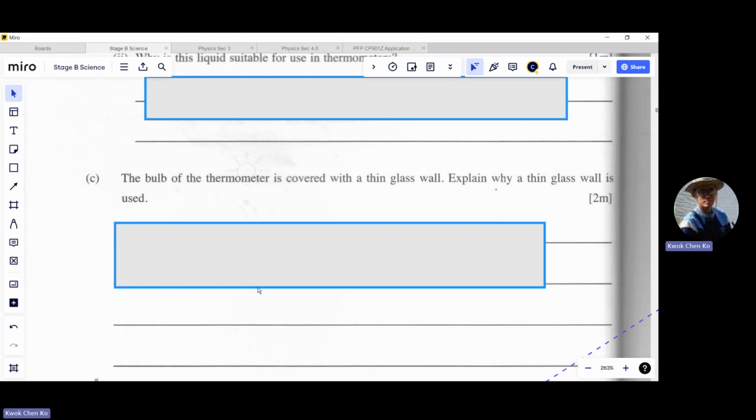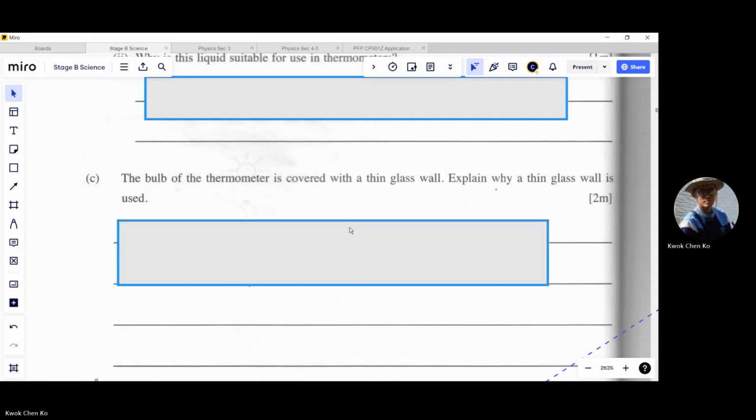So there is a thin glass wall used for the best accuracy in temperature reading. Wait, is my answer correct? Yeah, correct. But I still want to affirm my earlier description about you: you really need to gather your thoughts a bit, you know.